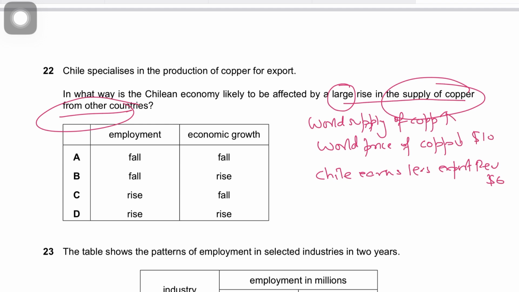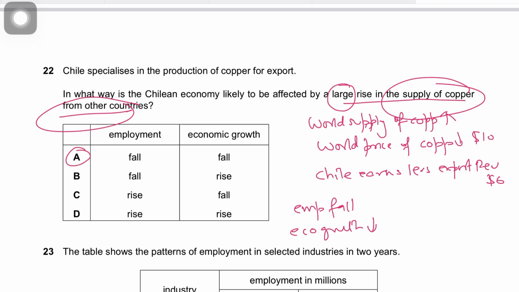Which means that the mining firms would reduce production of copper, which means that workers may lose jobs. So as a result, employment would fall. As a result, economic growth will fall as well. That's why A is the answer. Employment will fall because of the reason that I just told you.